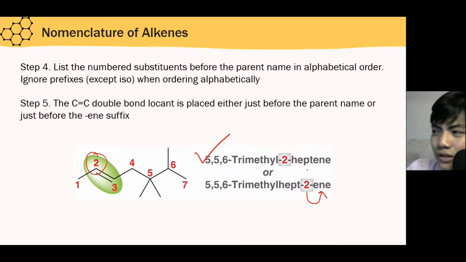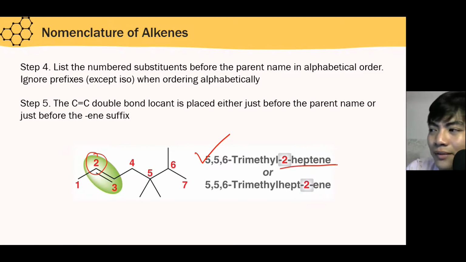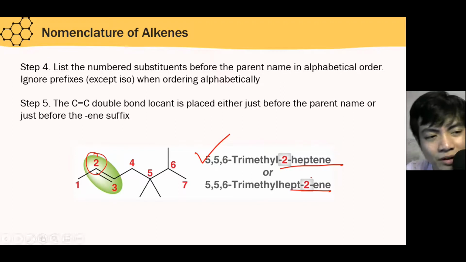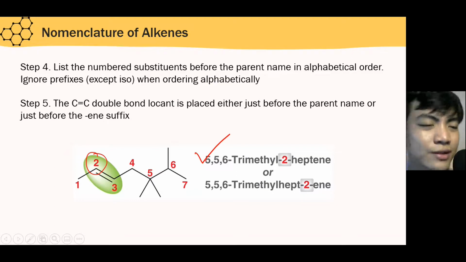Although in college, I preferred this. Pero, you might be confused na kaya eto na lang. So anyway, both of them are the same lang naman. Okay? But for now, let us use this. The locant for your double bond must be written before the name of the parent. Okay? So we'll use this one on top.